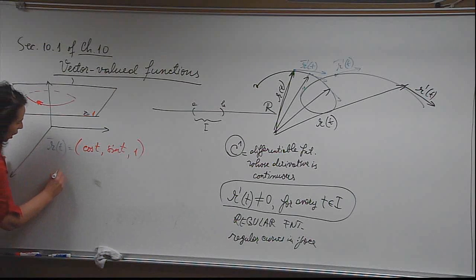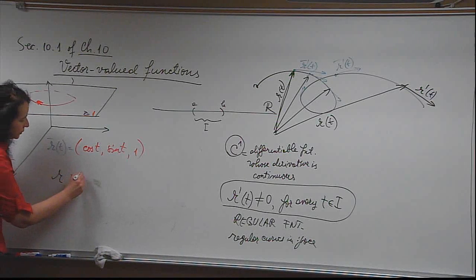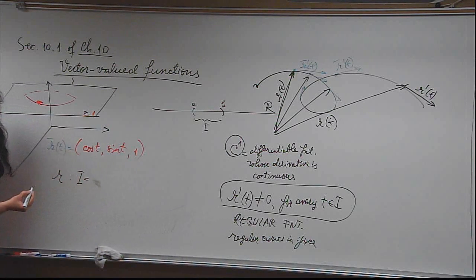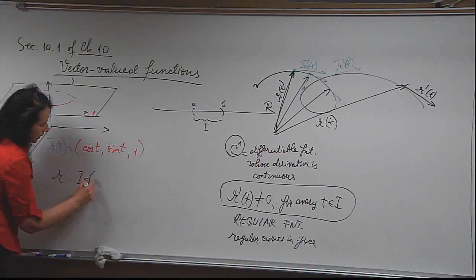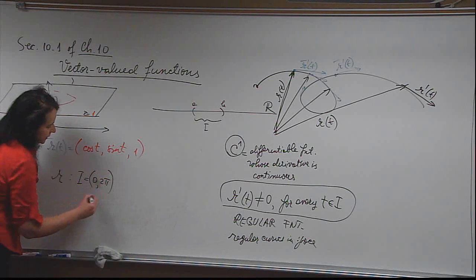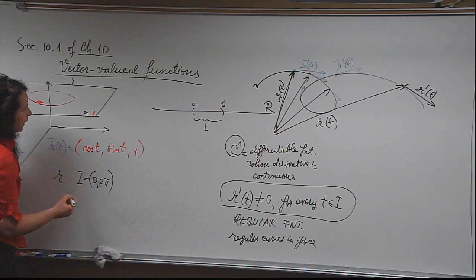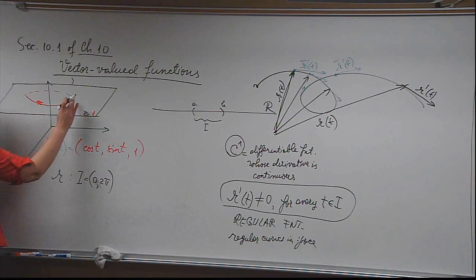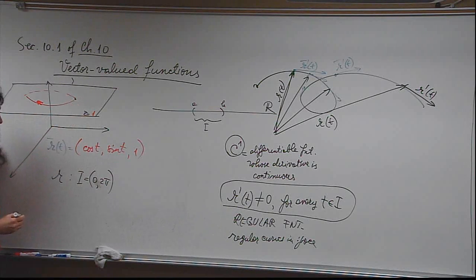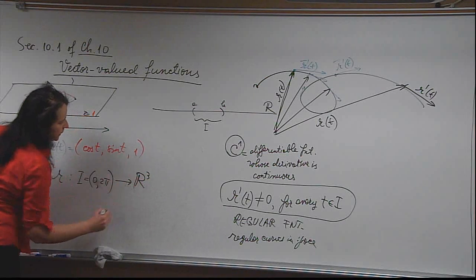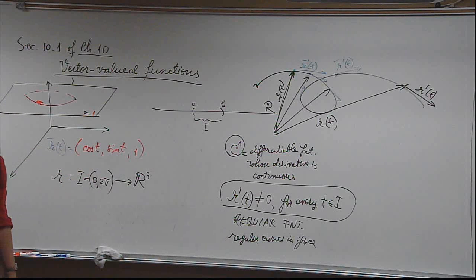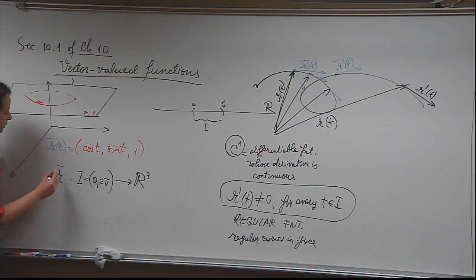So I say r is defined on the interval I, which is, say it again, Magdalena, 0 to 2 pi. I'm actually excluding the origin, okay? And with values in R3, although this is a plane curve, z will be constant. Do I care about that very much? You will see the beauty of it.